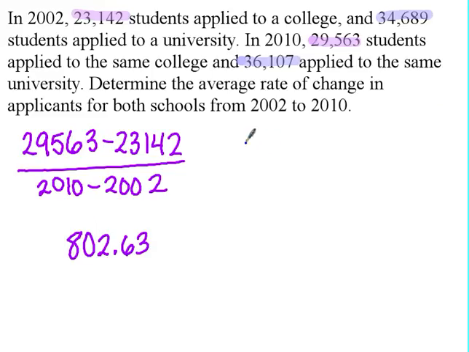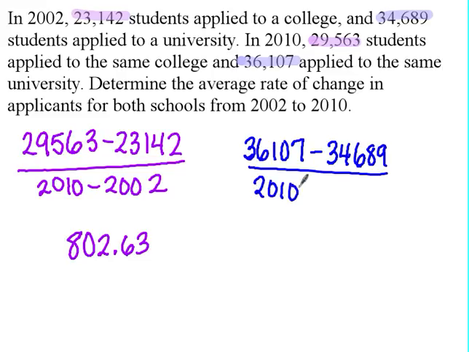Okay, let's look at the blue. 36,107 minus 34,689 divided by your 2010 minus 2002. What do you get there? Just 177.25? Yep. Okay. Did you get 802.63, is that one right? Yeah. Okay.